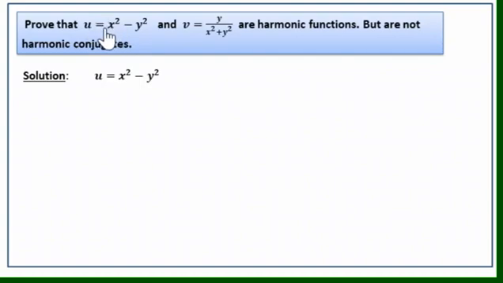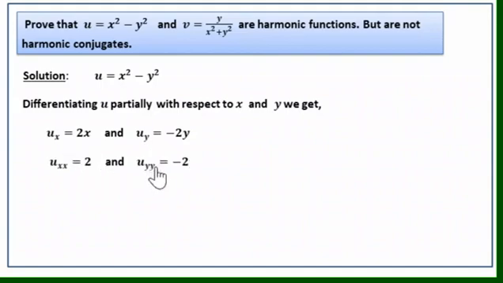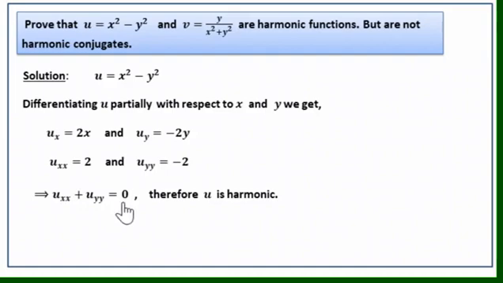So what is ux? We have ∂u/∂x is 2x and ∂u/∂y is -2y. Then what is uxx? uxx is 2 and uyy is -2. Then what is uxx + uyy? It is 2 - 2 = 0. So we have uxx + uyy = 0, that is, u is harmonic. Then to show that v is harmonic, we need to find vxx and vyy and prove that vxx + vyy = 0.